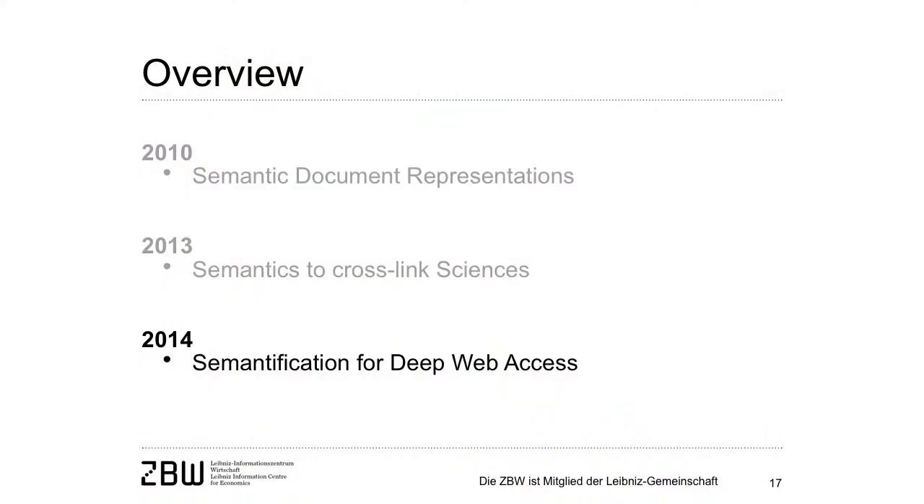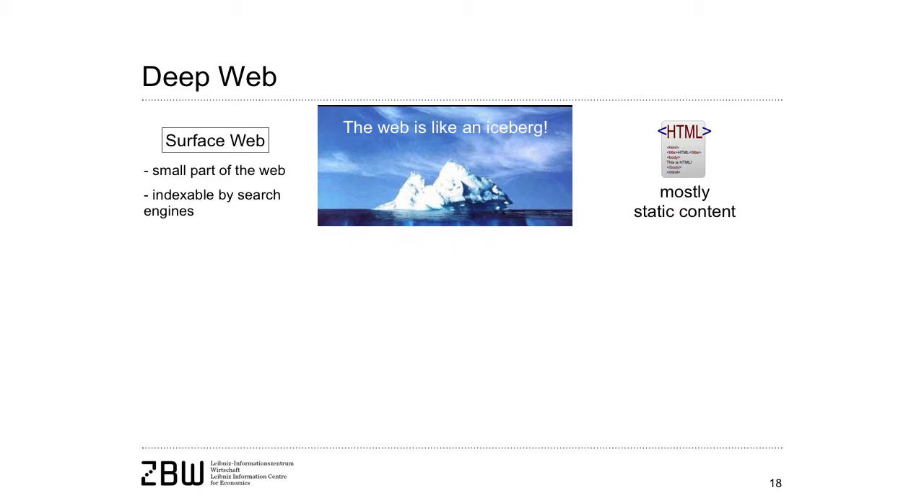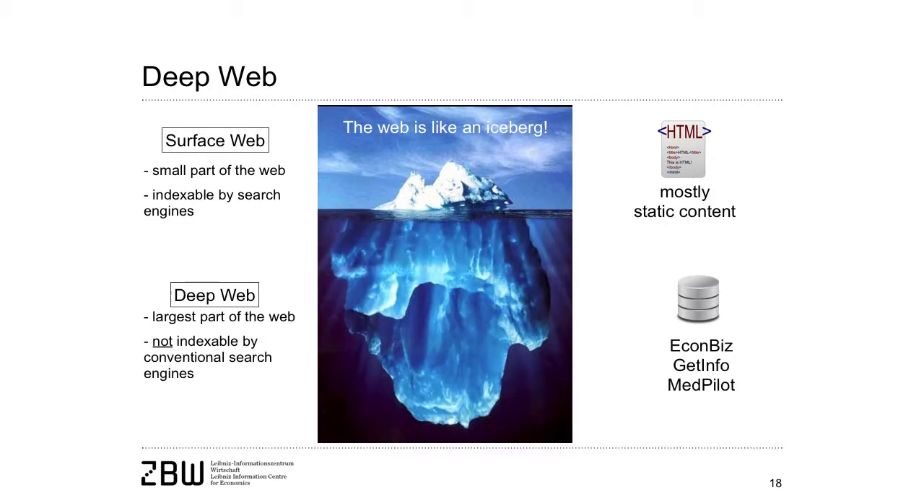Well, we all know the World Wide Web, and the web is like an iceberg, that is often said. It consists of mostly static HTML documents, but this is only a part of the web, and these static documents can easily be indexed by search engines such as Google, Yahoo, Bing, and all the others. But much of the information is in the deep web.